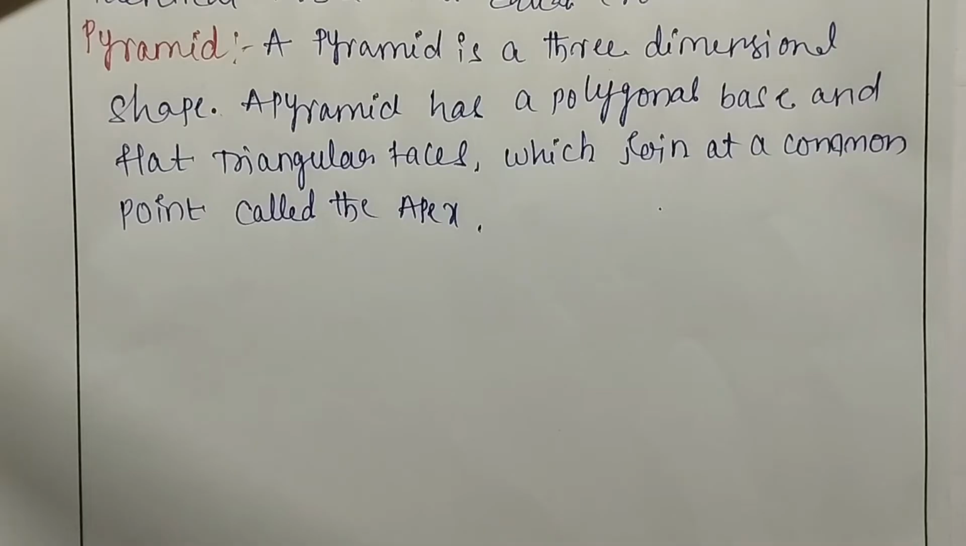Next, the definition of a pyramid. A pyramid is a 3-dimensional shape. A pyramid has a polygonal base and flat triangular faces which join at a common point, and it is called the apex. This is the definition of a pyramid.